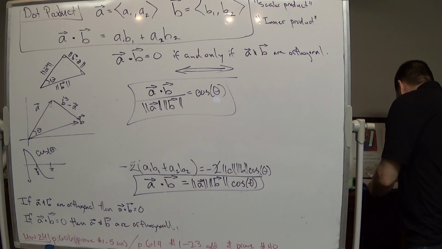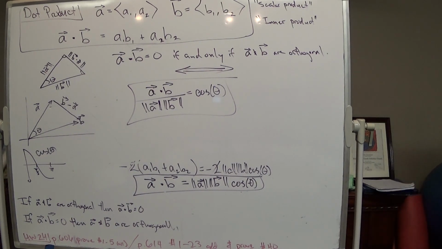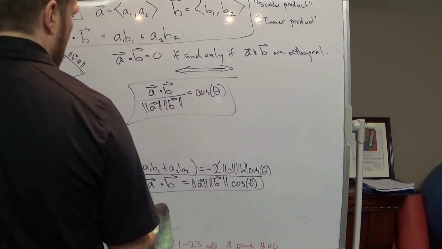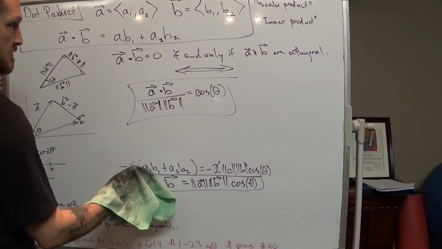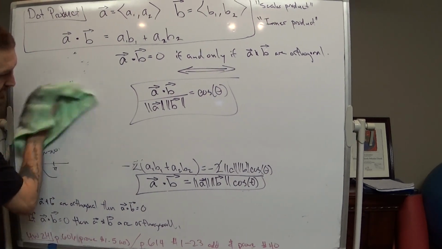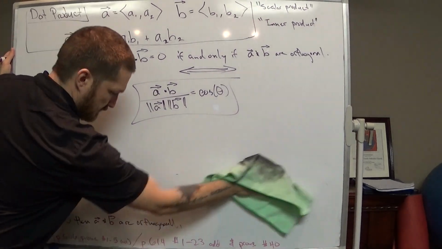So let's find the angle between U and V, and here are U and V. This is all pretty good stuff. So let's see. I'm going to put that back up here.